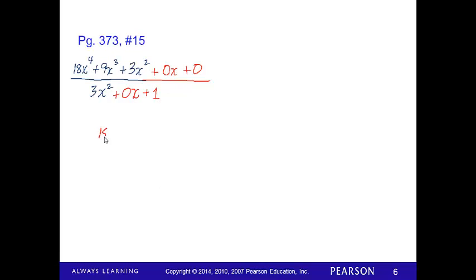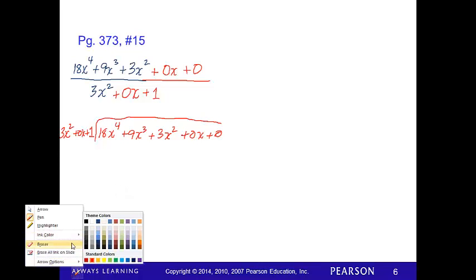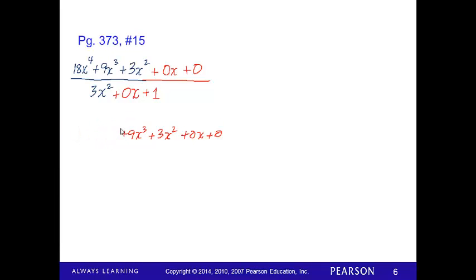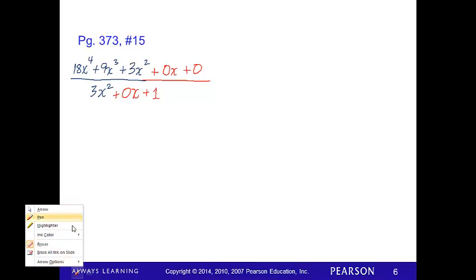Now we can rewrite it. So we have 18x to the 4th power plus 9x to the 3rd power plus 3x squared plus 0x plus 0, all divided by 3x squared plus 0x plus 1. Let me rewrite some of this. Okay, so we're going to take the first terms. I think I need more space. So you're going to take the first term in the dividend and divide it by the first term in the divisor.